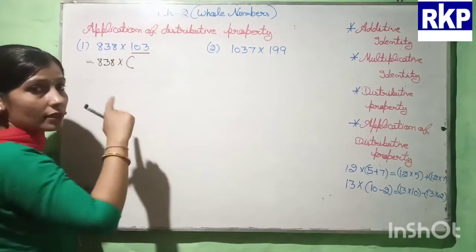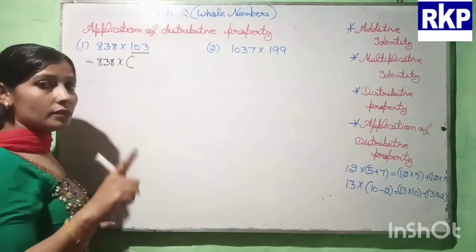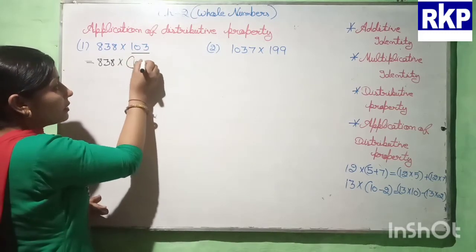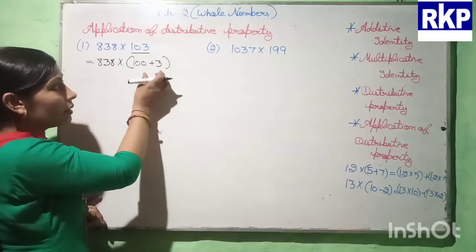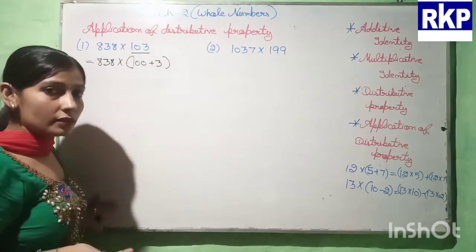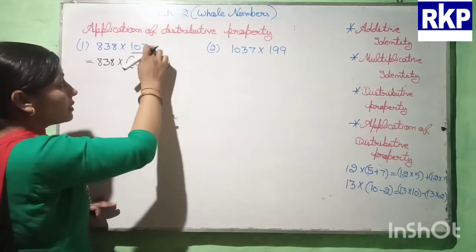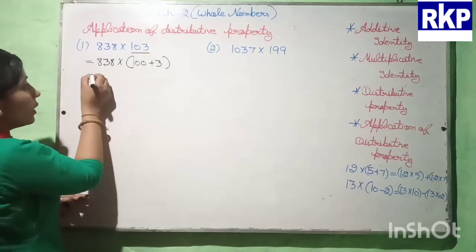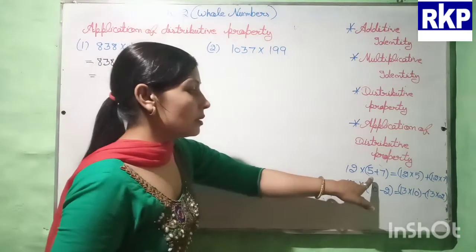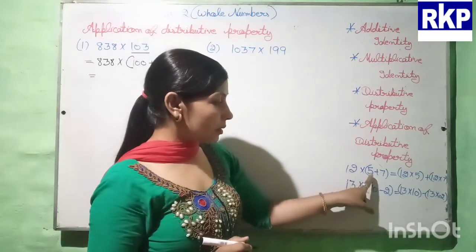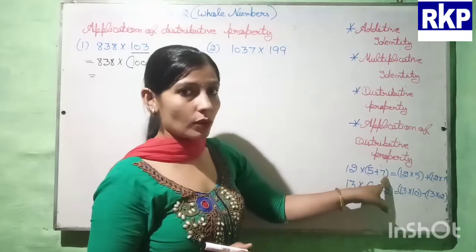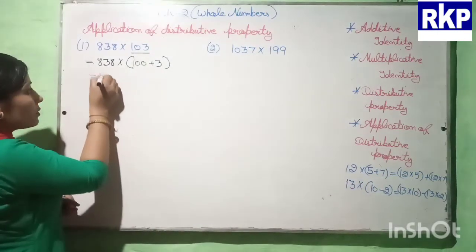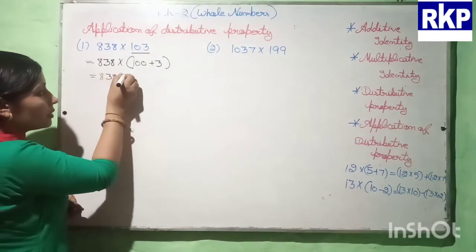Now break this number. Here 103, so we can write it 100 plus 3, because if we add 100 and 3 we again get 103. So we can break this number like this. Now according to this we have to multiply this number with this, and then this number with this second. So here first we will write 838 multiplied.